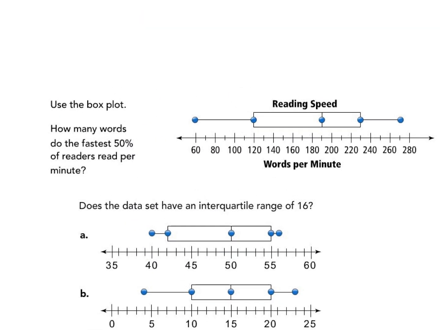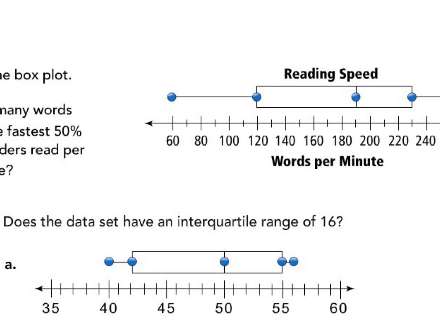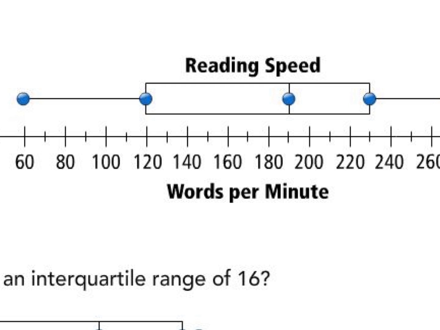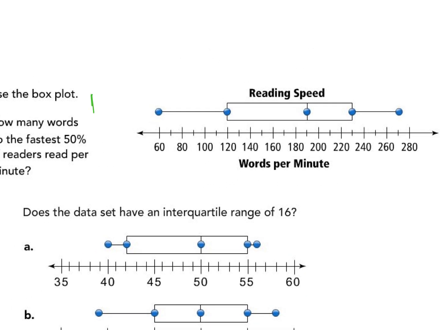All right, let's look at another one. Same graph, but the question's different. How many words do the fastest 50% of readers read? So between what and what do the fastest 50% read? I'm going to zoom in for you. Very good. 190 to 270 words per minute.